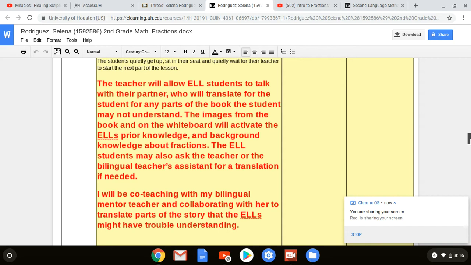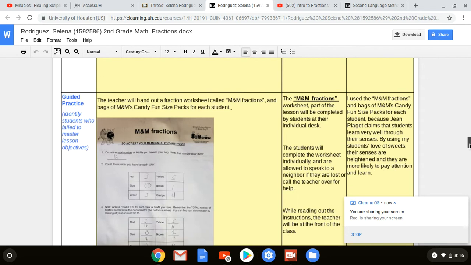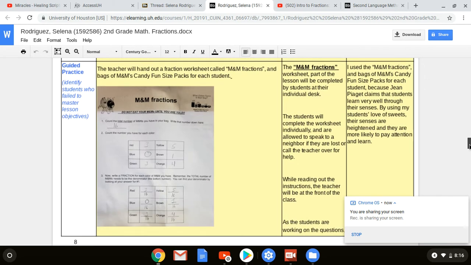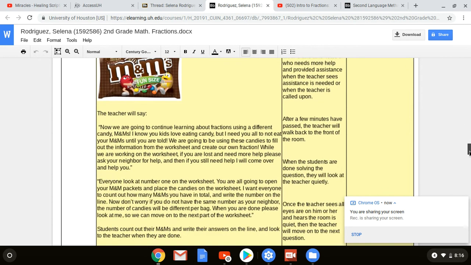In your guided practice, I really like how you use a lot of hands-on activities. You use the Hershey's, and now you're using M&Ms for your guided practice, and definitely all your students will be really engaged.